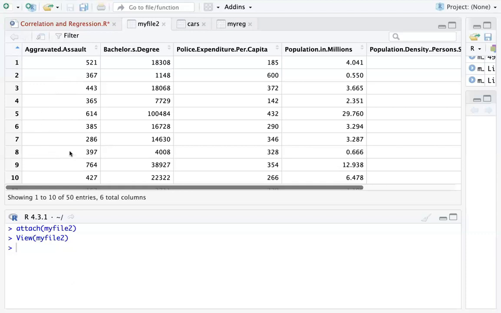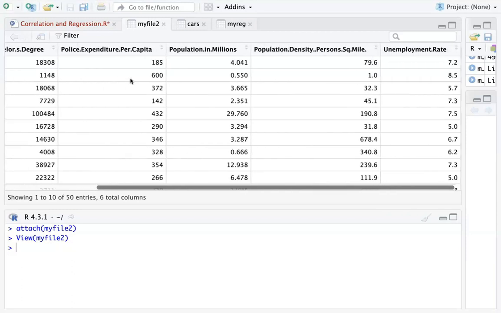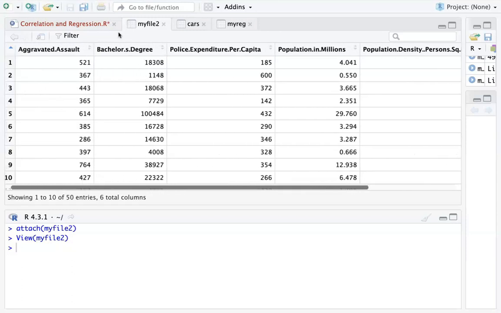Because in this data, we want to determine how crime rate is affected by the education of people. That will be determined by bachelor's degree. So crime or aggravated assault will be a dependent variable that depends on these five independent variables. And the first independent variable is bachelor's degree.